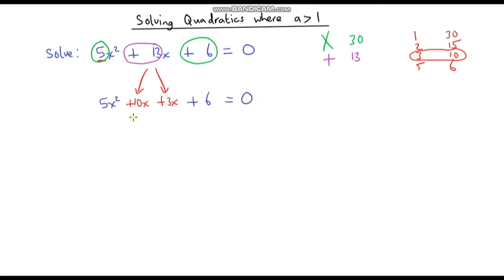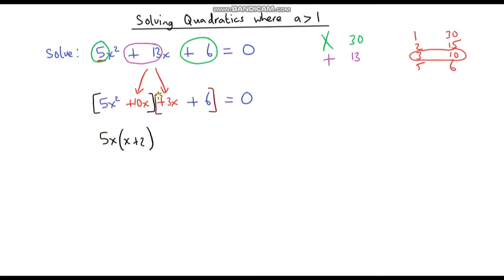And the whole reason for doing all of this is so that now I can split this expression up into two parts. Now if I focus on this part of my expression, what can I factor out of 5x squared plus 10x? Well, I can factor out a 5x. Both terms have a 5x in, and in my brackets I'm going to be left with x plus 2. 5x times x is 5x squared and 5x times 2 is 10x.